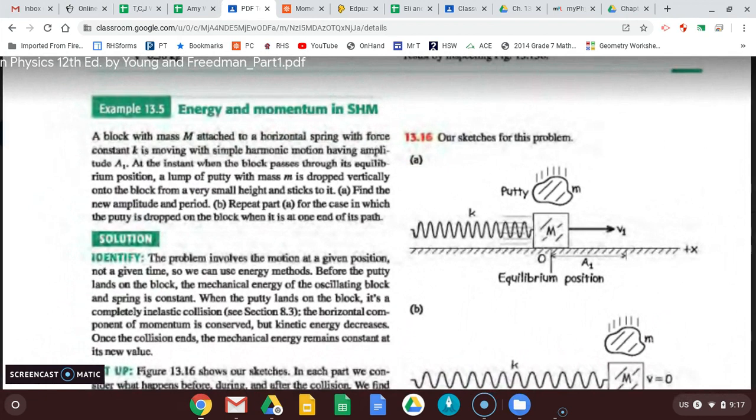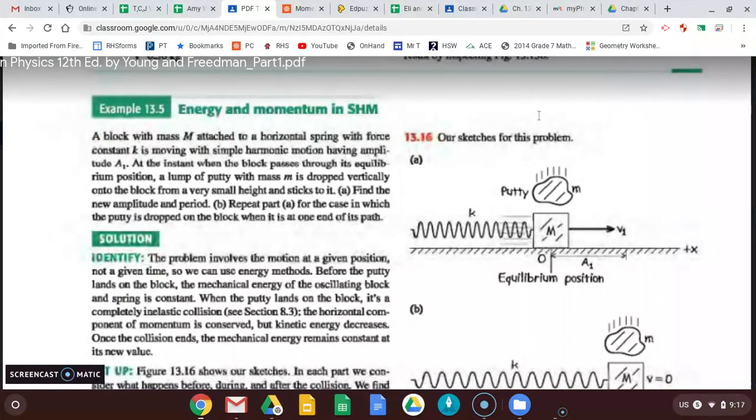This is a good problem that uses an old idea, just in SHM, of energy and momentum together. If you recall, way back when we did energy and momentum, especially kinetic energy and momentum, the two main variables are M and V. So there was a correlation between kinetic energy and momentum that if both were conserved, then we could use those two ideas together at times to form maybe a system of equations. We're going to do a similar idea in this one.